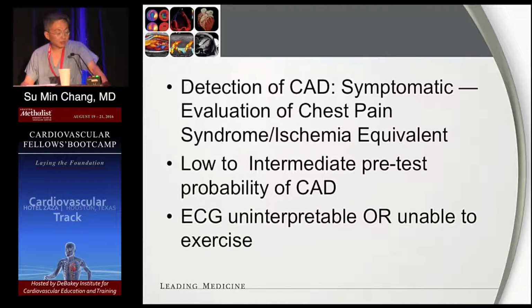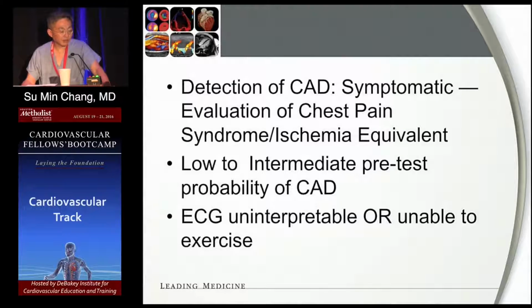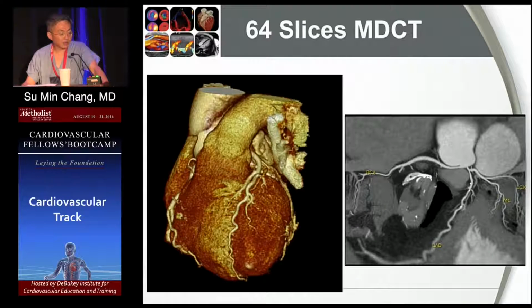So this is the most common indication. You want to detect the presence of coronary disease: a symptomatic patient with chest pain, ischemia equivalent with shortness of breath, for instance, but they have low to intermediate pretest likelihood of disease. If someone comes in with high pretest likelihood, coronary CTA at this stage might not be the preferred choice. Or if you have a patient whose ECG is uninterpretable or who cannot undergo a stress test, coronary CTA will be the option.